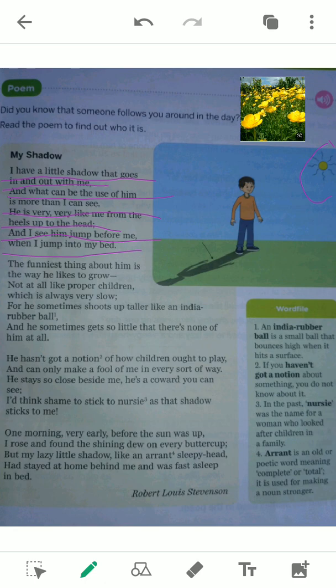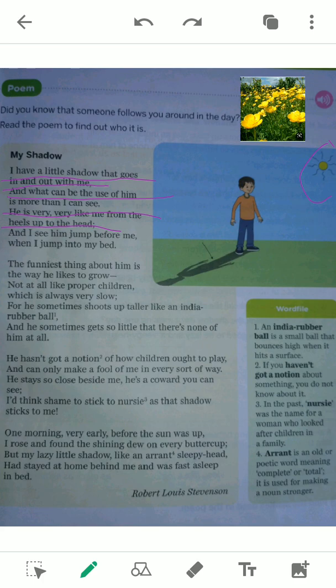But the child does not understand that. The child says that the shadow jumps faster than him. But why does the shadow jump faster? Because it is light. So this is the first and second stanza. How will we have to recite the poem?